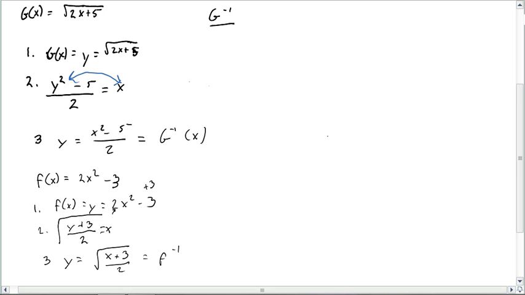So as you can see, this three-step process to finding the inverse function is very easy and very simple, so long as you know some basic algebra.